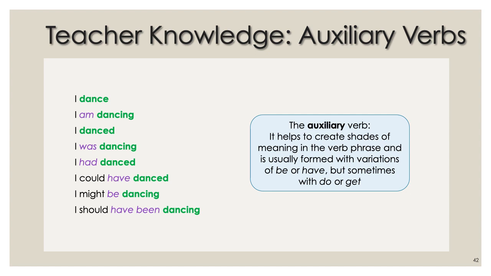I am dancing, I was dancing, I had danced, I have danced, I might be dancing, and I should have been dancing. And that should have been dancing highlights that actually you can have two or three of those auxiliary verbs in a verb phrase, particularly if you have that example I mentioned earlier, I should have been being dancing, which doesn't make sense with dancing, but you have been being is a perfectly legitimate run of three auxiliary verbs in one verb phrase. And again, you've still got that lexical verb at the end.